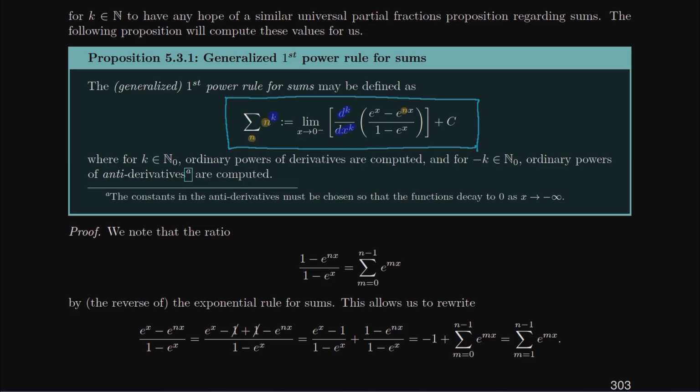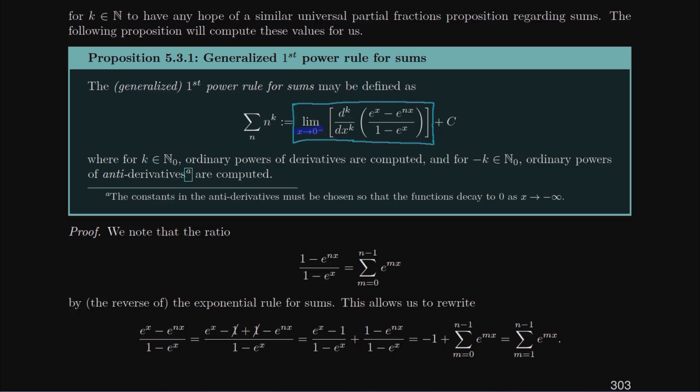There are some other terms in this formula, right? We've got e to the x minus e to the nx divided by 1 minus e to the x. But in general, we're thinking that this power k goes in the power of derivatives, and the n that we're summing over goes in the power of one specific exponential. And we're going to take k derivatives of that function, and then we're going to go ahead and let x go to 0 in a limit.